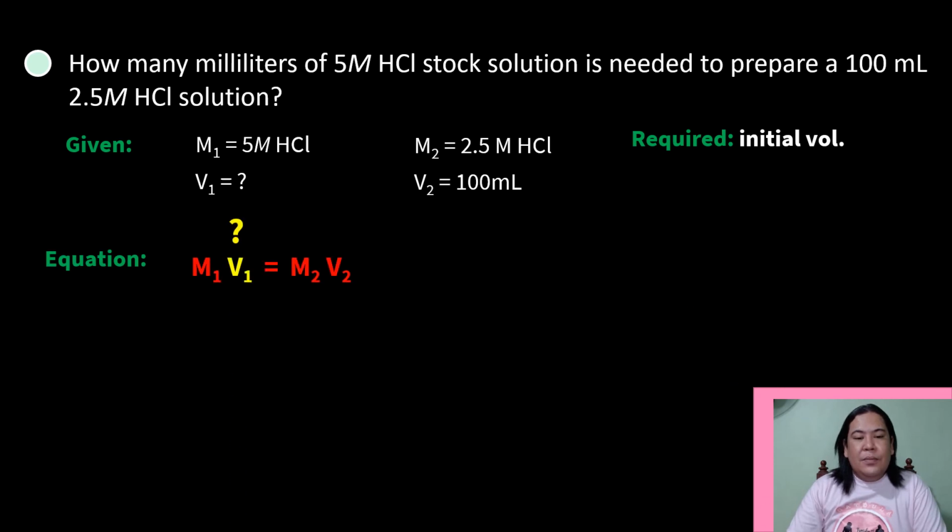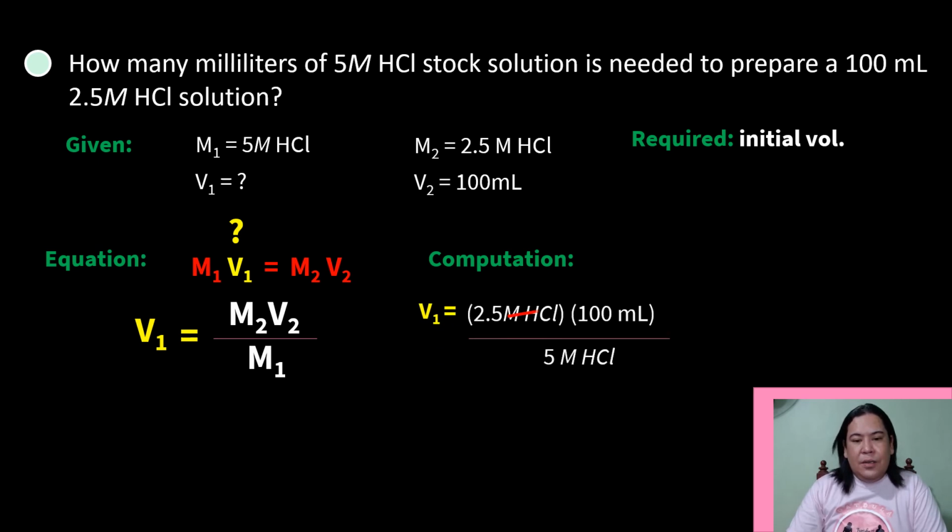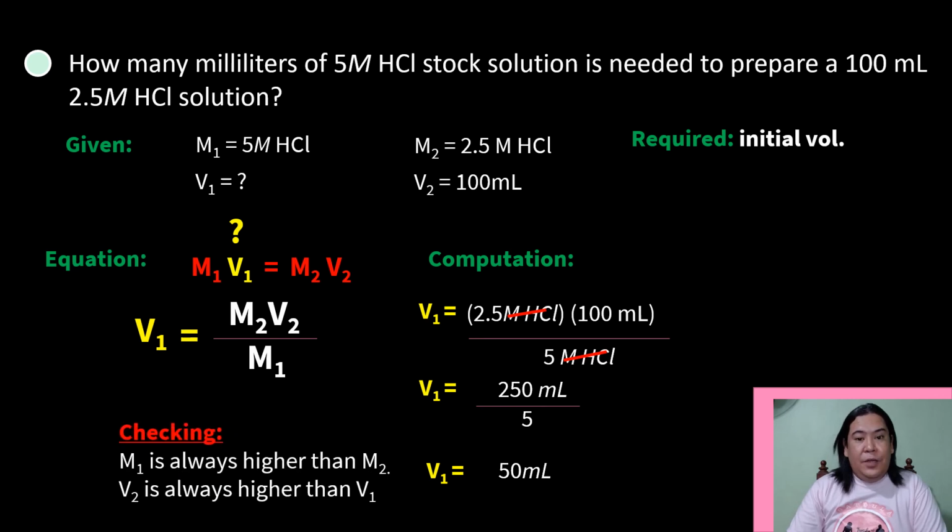Okay, so let us derive the formula. V sub 1 is equal to, so rewrite nyo yung magkatabi. So M sub 2 V sub 2, kung ano katabi ng unknown, siya yung denominator, which is M sub 1, and then substitute all given values. Okay, cancel the unit. You will get 2.5 times 100, you have 250 divided by 5. And then the initial volume is 50 ml. V2 is always higher than V1. V2 is 100 ml. Your V1 is 50 ml.